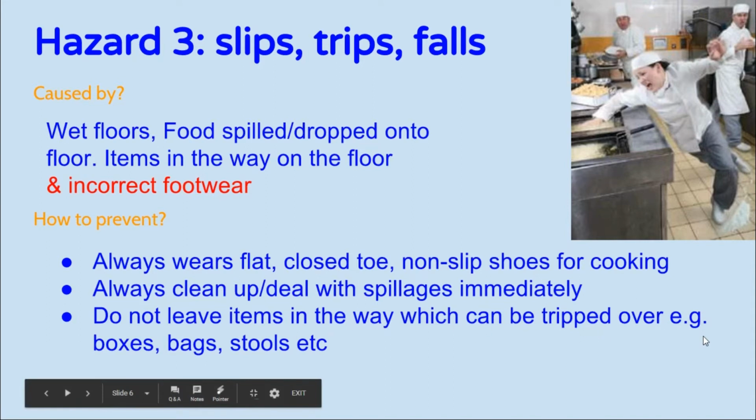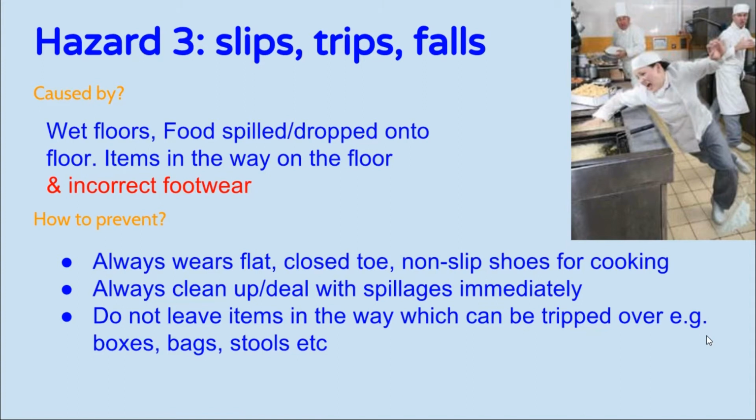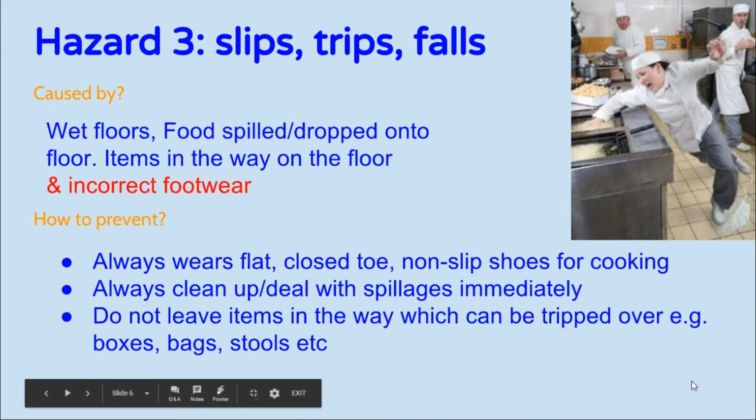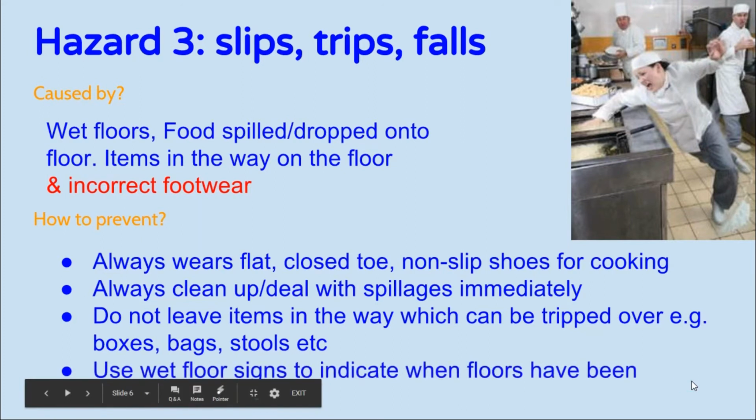Items need to be out of the way, so anything that could be tripped over needs to be placed under the desks in the school kitchen, bags, stools, etc. And in a professional one, there should be no boxes on the floor. Wet floor signs should be used to indicate when floors have been cleaned so people will not mistakenly fall over.